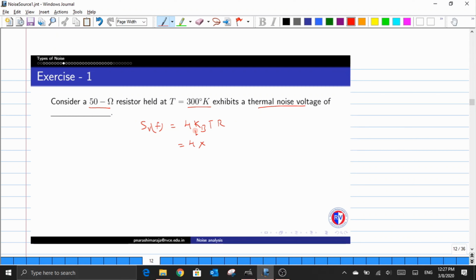So again, one has to remember the value of this kB in case it is not given in your problem set, which is 1.38 into 10 to the power minus 23, and the value of T is given here as 300 Kelvin. So ensure that it is given in terms of Kelvin, just because the Boltzmann constant is specified as joules per Kelvin. So we have to have a Kelvin term here, and in case the temperature T is given in terms of Celsius, one has to convert it to Kelvin and then plug in here. So this has to be multiplied by the value of the resistor, which is 50 ohm.